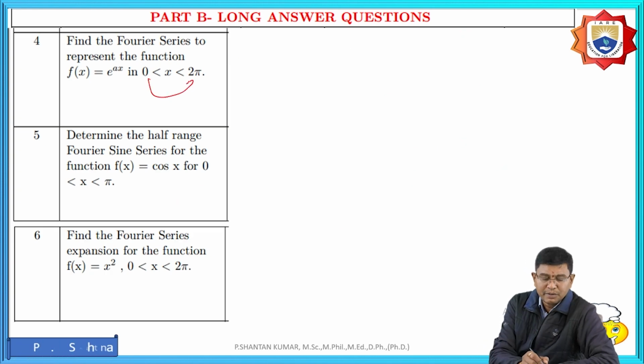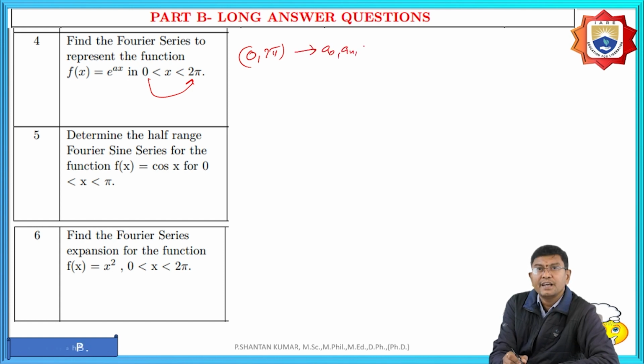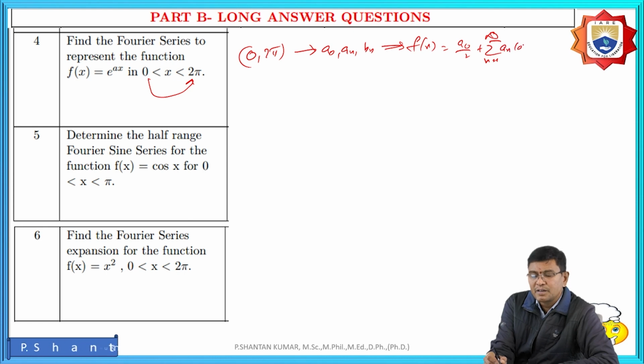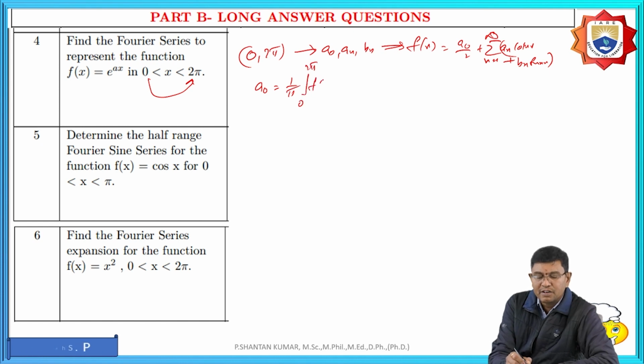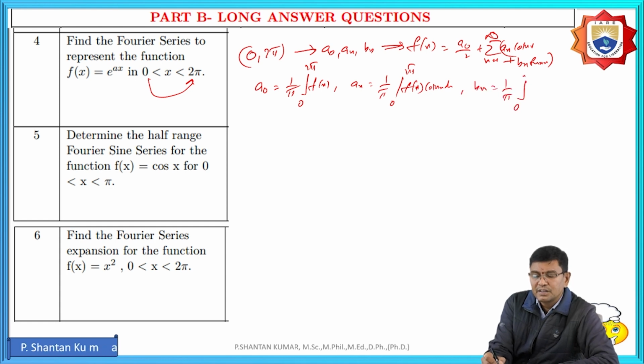And next one, 0 to 2 pi. For 0 to 2 pi, the limits are such that we need to find a naught, an and bn. Therefore the required series is f of x equal to a naught by 2 plus summation n equal to 1 to infinity of an cos nx plus bn sin nx. Here a naught is 1 by pi integration of 0 to 2 pi f of x dx, an is 1 by pi integration of 0 to 2 pi f of x into cos nx dx, and bn is 1 by pi integration of 0 to 2 pi f of x into sin nx dx.